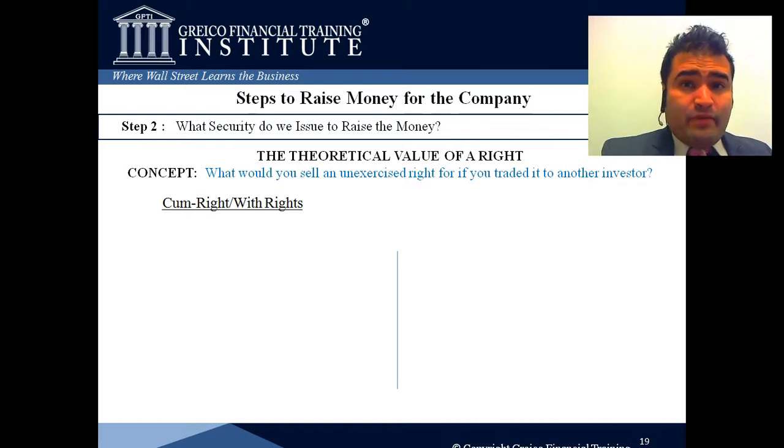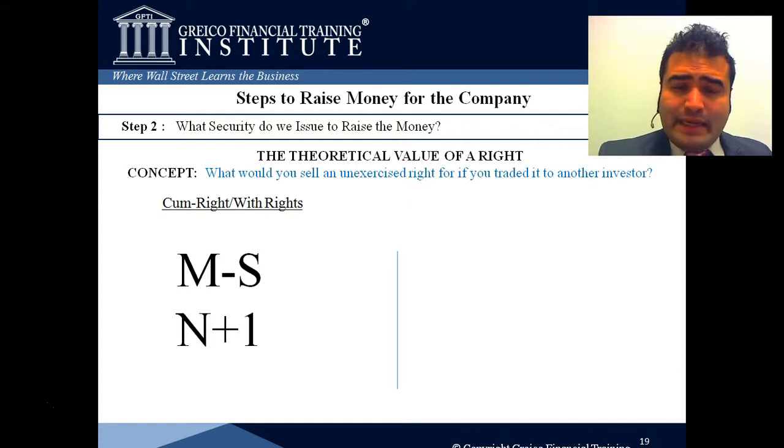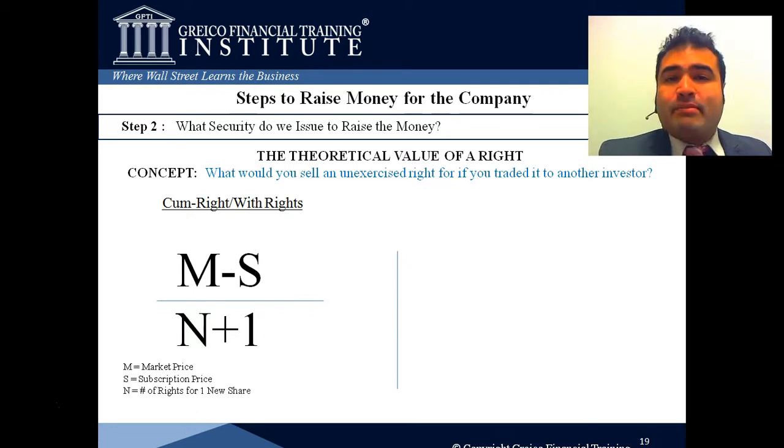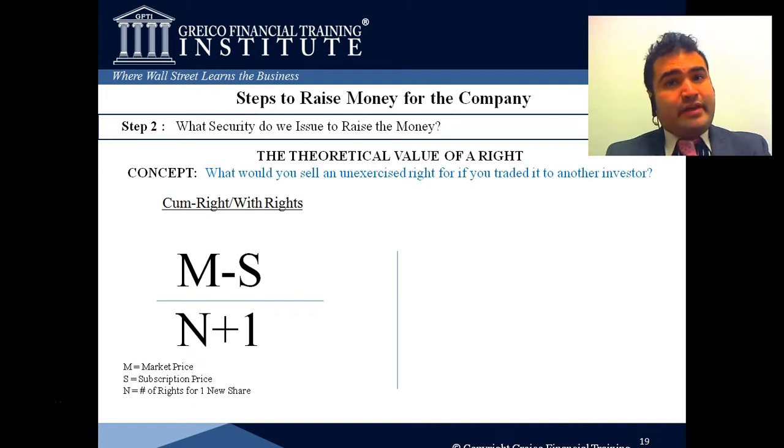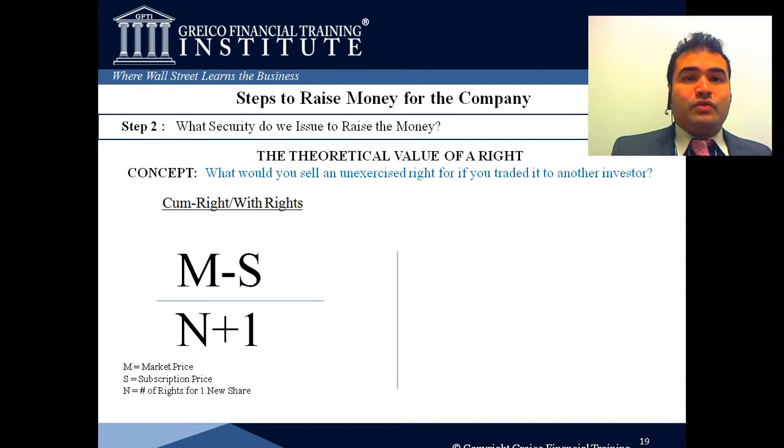So if I buy the stock before the X date, when they distribute the rights, they'll give me one because I bought it in time. Then we use what's called the cum rights formula, meaning with rights. Cum always means with. The formula is M minus S over N plus 1. M is the current market price of the stock. S is the subscription price: if I use the rights and buy one new share, what price can I buy it at? N is the number of rights I need to buy one new share, plus 1.